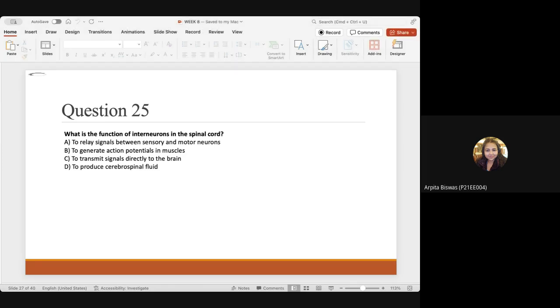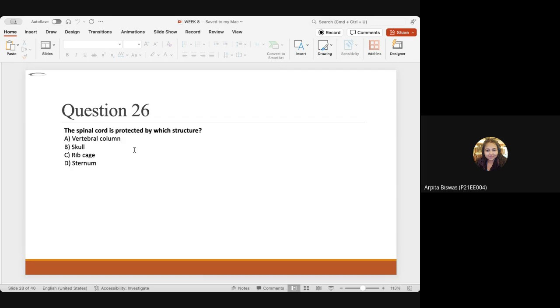Okay, so next move towards question number 26. The spinal cord is protected by which structure? Option A is the vertebral column, option B is the skull, option C is the rib cage, and option D is the sternum. So, what is the right option? Option A is the right option, the vertebral column.